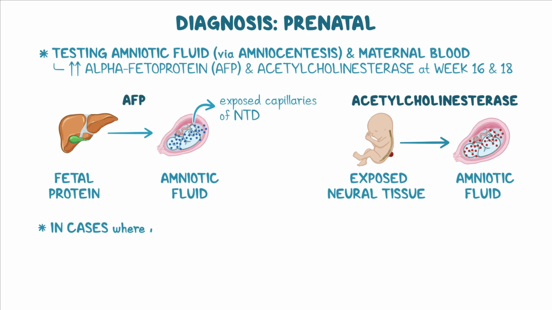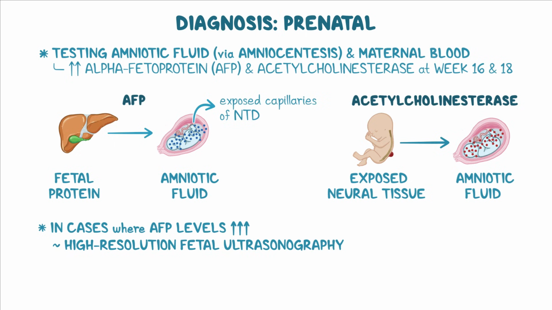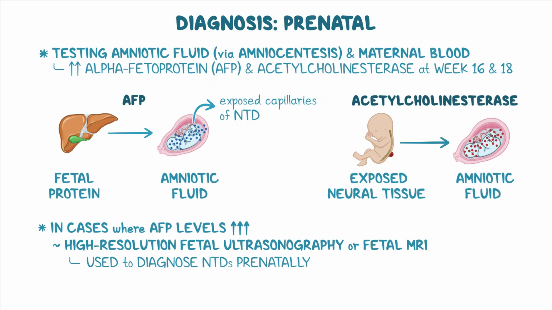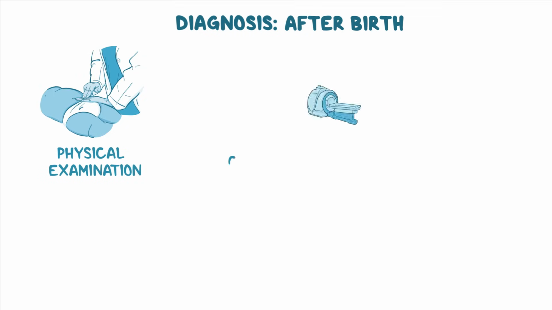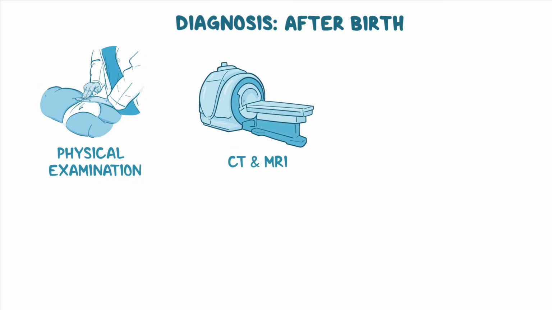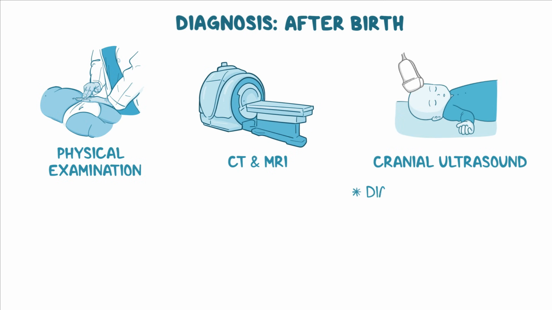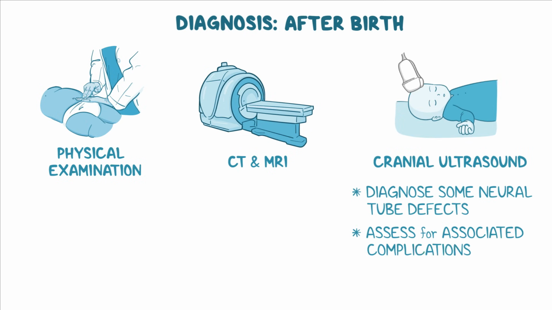In cases where AFP levels are increased, high-resolution fetal ultrasonography or fetal MRI can be used to diagnose neural tube defects prenatally. After birth, diagnosis can be established by physical examination and imaging such as CT and MRI. Additionally, a cranial ultrasound can help diagnose some neural tube defects and assess for associated complications such as hydrocephalus.